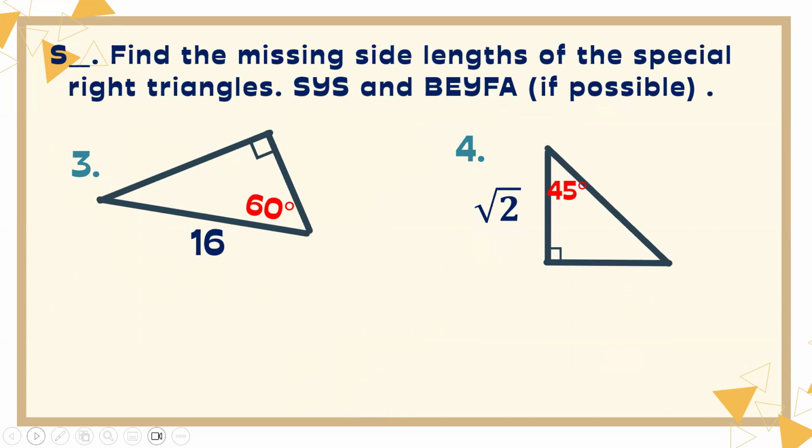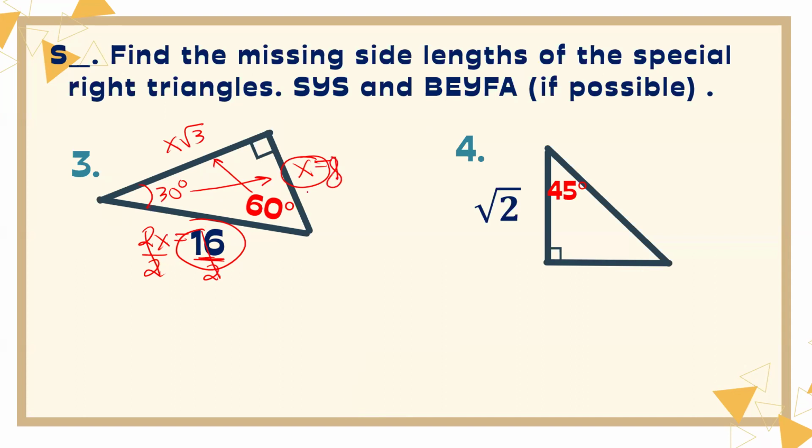Now let's go to numbers 3 and 4. We have the hypotenuse of a 30, 60, 90 right triangle. Again, for a 30, 60, 90 right triangle, the side opposite the 30-degree angle is x, the side opposite the 60-degree angle is x square root of 3, and the hypotenuse is 2x. If 2x equals 16, what would be the value of x? What is 16 divided by 2? If we divide both sides by 2, very good, x becomes 8, right?